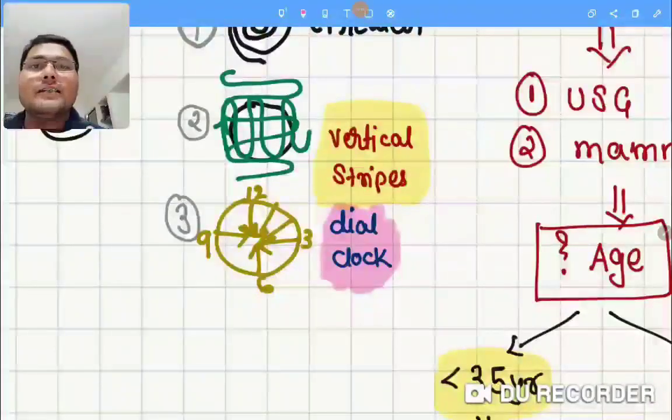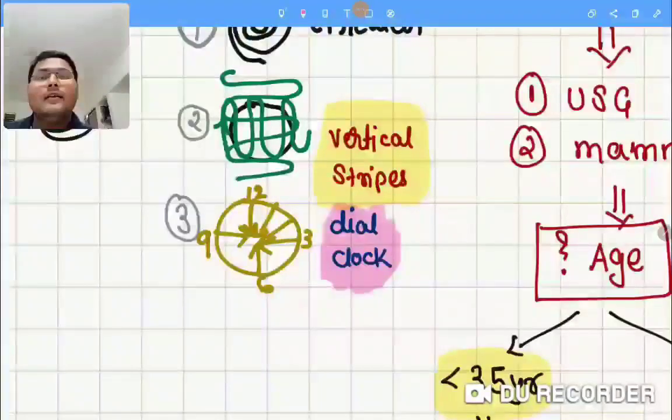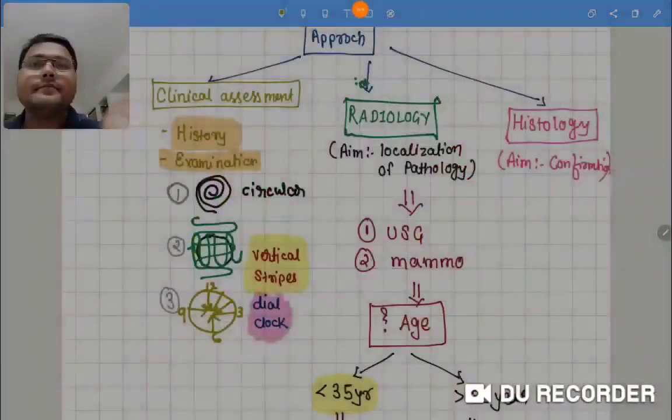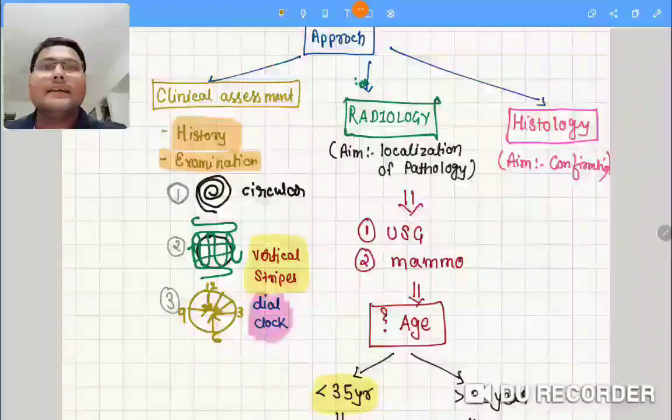This question has been asked many times previously in the AIIMS exam and INI-CET exam. Now, this was the examination part.